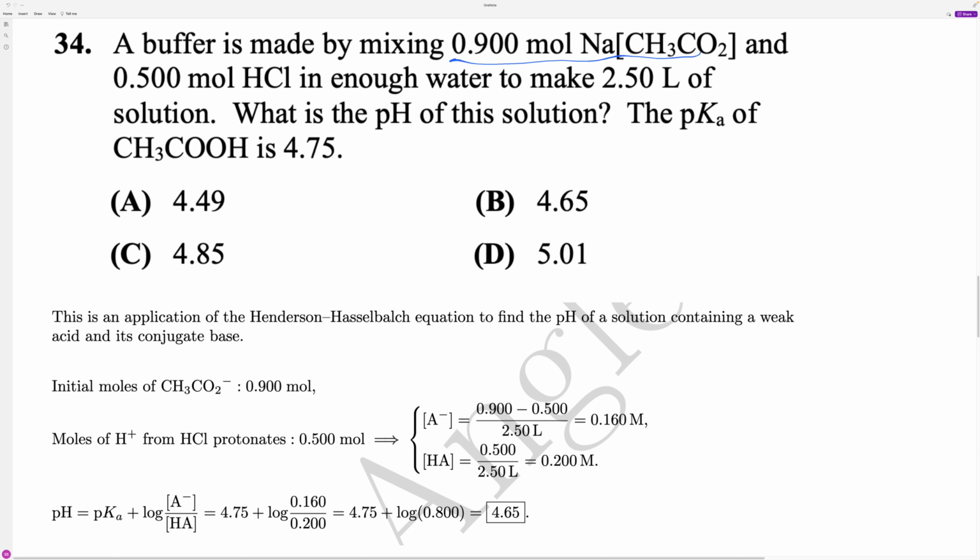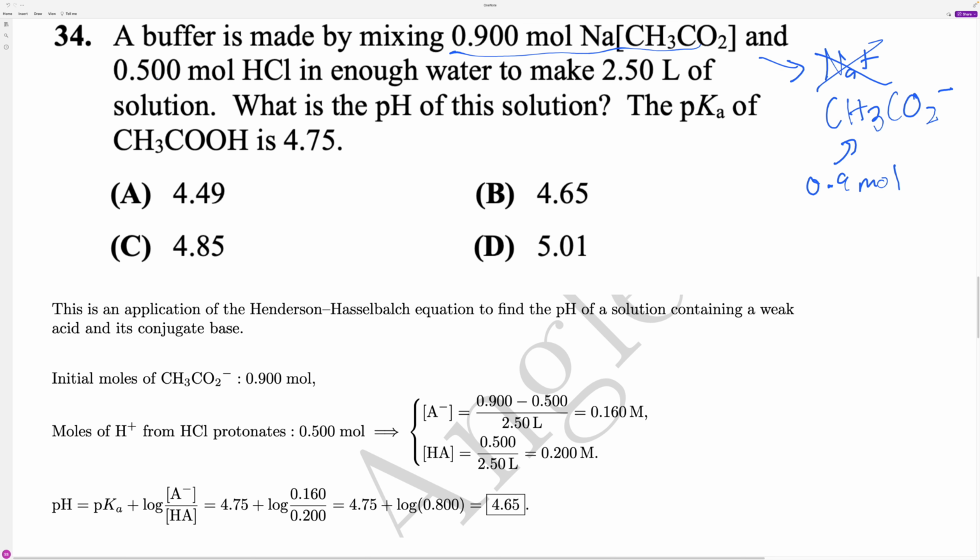We have 0.900 moles of NaCH3CO2, and that's going to dissociate into Na+ and CH3CO2-. And we'll just ignore this Na+. We don't need it for this problem. So there's going to be 0.9 moles of this. And we also have 0.5 moles of HCl, which is going to dissociate into H+ and Cl-. Again, ignore the Cl-. And we have 0.5 moles of H+.